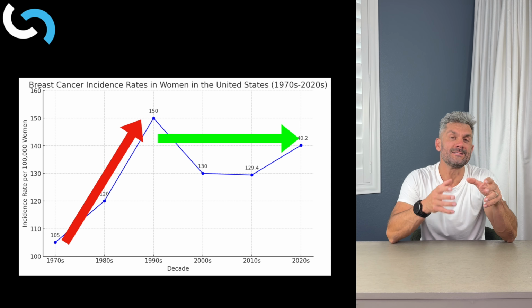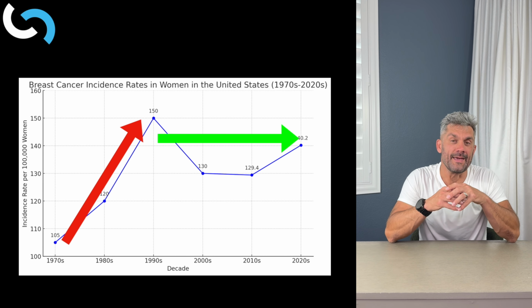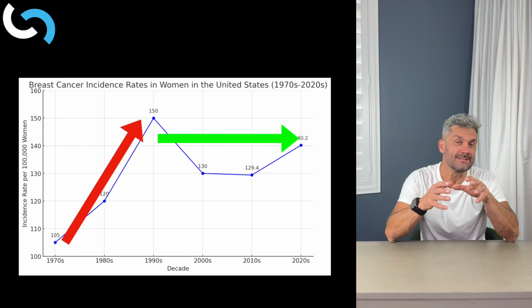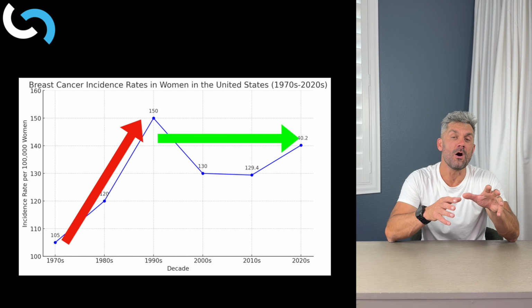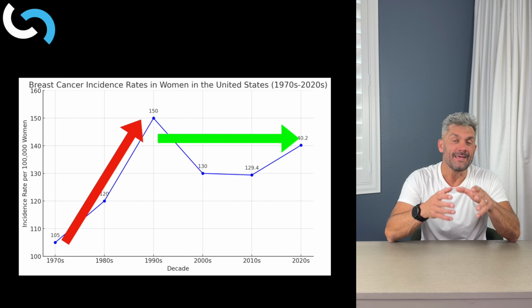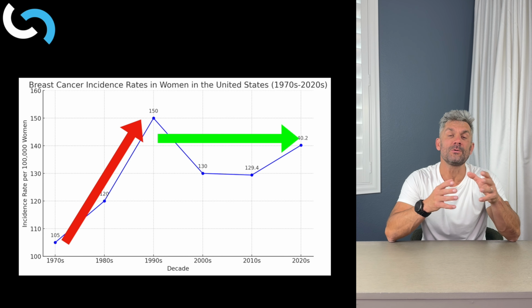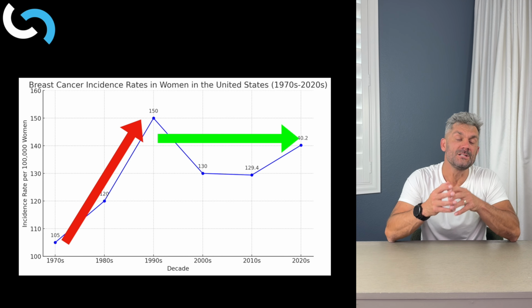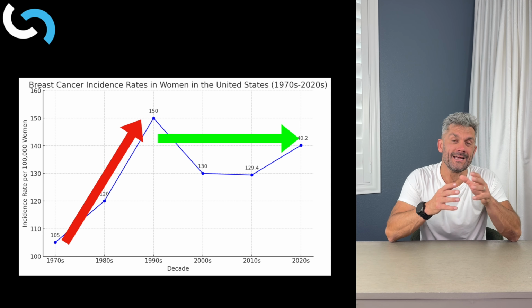Well, the answer there is the Women's Health Initiative study came out showing that hormone replacement therapy had a small but significant increased risk of breast cancer. And so one component is decreased use of HRT led to this decrease in the incidence of breast cancer. And since the 1990s, we've had pretty stable incidence.